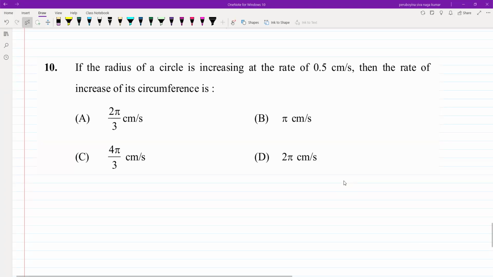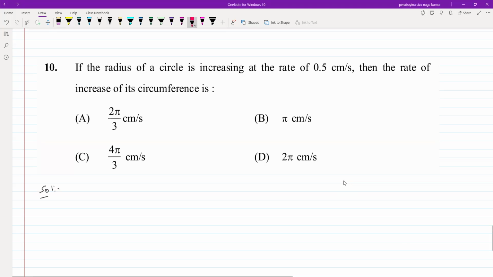Problem number 10. If the radius of a circle is increasing at the rate 0.5 centimeters per second, then the rate of increase of its circumference is option A 2 pi by 3 centimeter per second, option B pi centimeter per second, option C 4 pi by 3 centimeter per second, option D 2 pi centimeters per second.